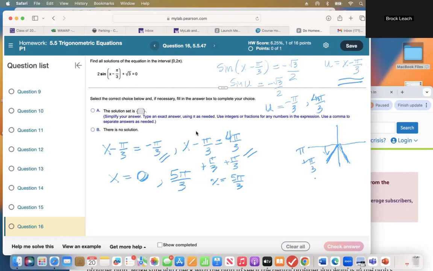Okay, so the solution set then is this and this. And those are between 0 and 2 pi. 5 pi over 3 is in the fourth quadrant, and 0 is on the x-axis. So 0 degrees and 5 pi over 3 is the solution there. Let's see if it takes that as our solution.